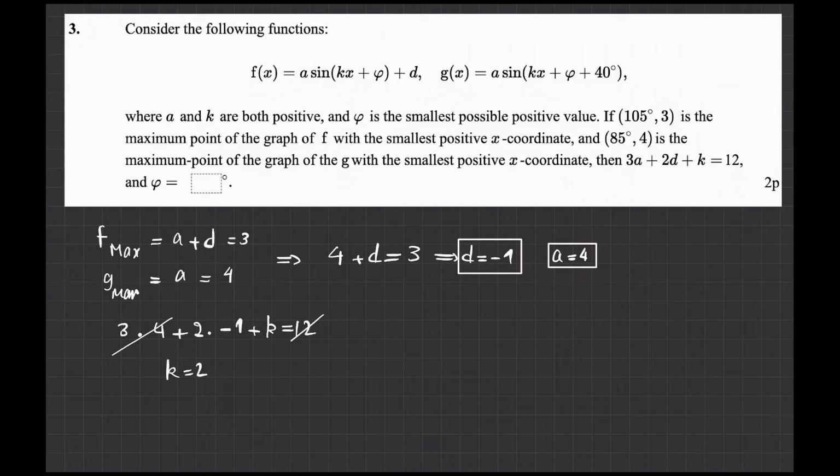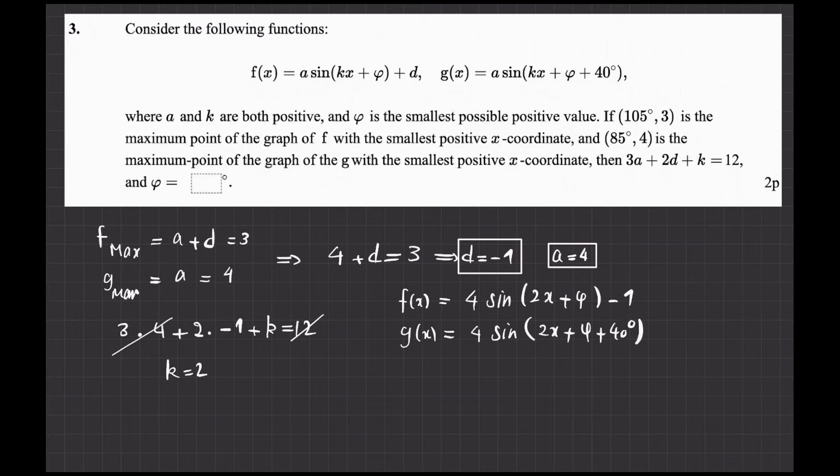Okay, so if I write my function f of x once more, a is 4, k is 2, phi is still not known, d is minus 1, and g of x is equal to a, which again is 4 sine kx plus phi plus 40 degrees, and then I have that. That is my g of x. Okay?